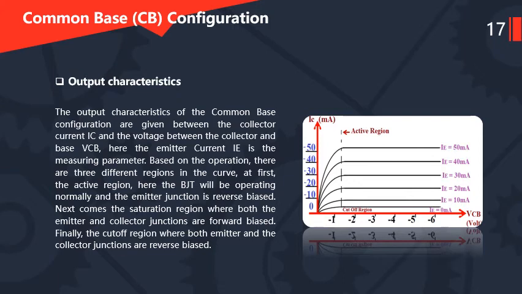Based on the operation, there are three different regions in the curve. At first, the active region. Here the BJT will be operating normally, and the emitter junction is forward biased while the collector junction is reverse biased. Next comes the saturation region, where both emitter and collector junctions are forward biased. Finally, the cut-off region, where both emitter and collector junctions are reverse biased.